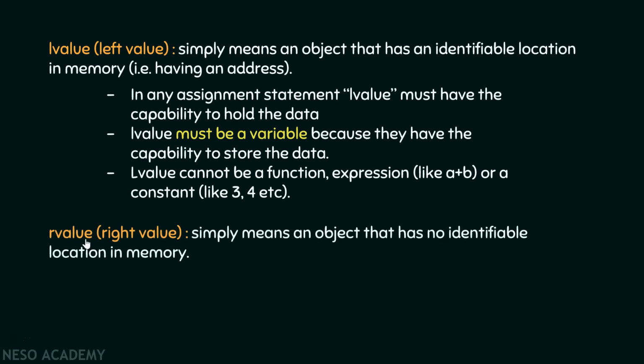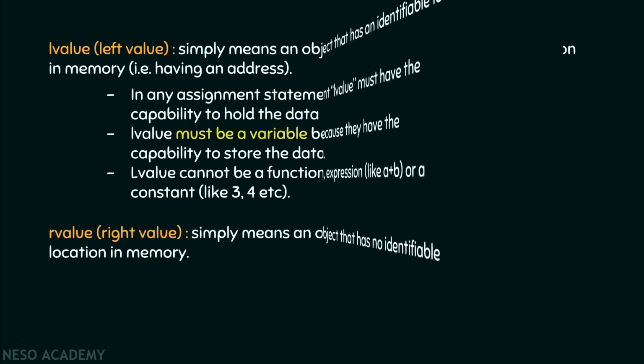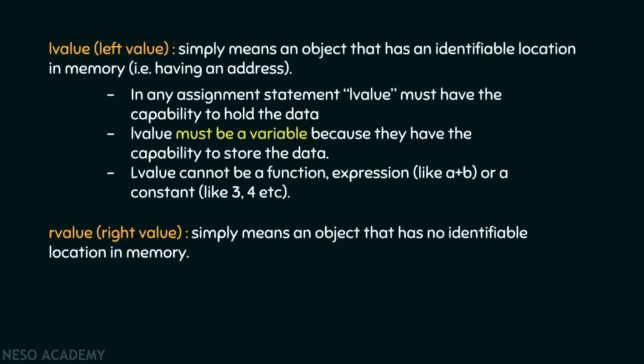On the other hand, if we talk about the rvalue or right value, it simply means an object that has no identifiable location in memory. Something written after the assignment operator usually does not have the capability to hold the data. Therefore, they are considered to be the right value or rvalue. L value simply points to or refers to a memory location. Rvalue does not refer to or point to a memory location where we will store our data.